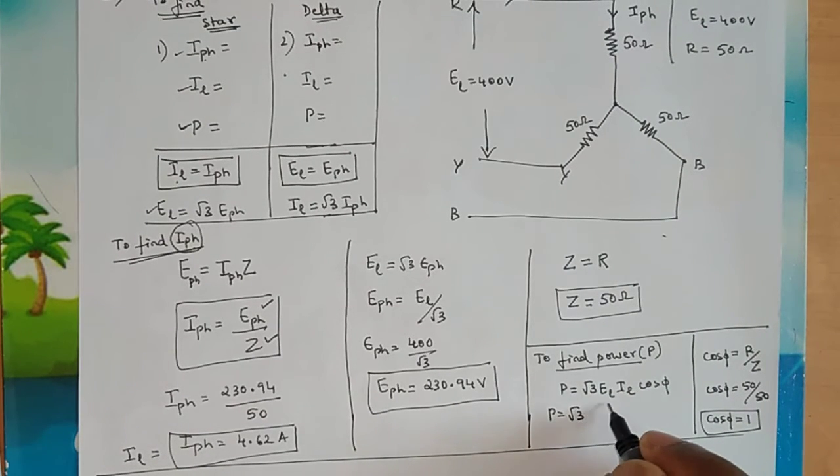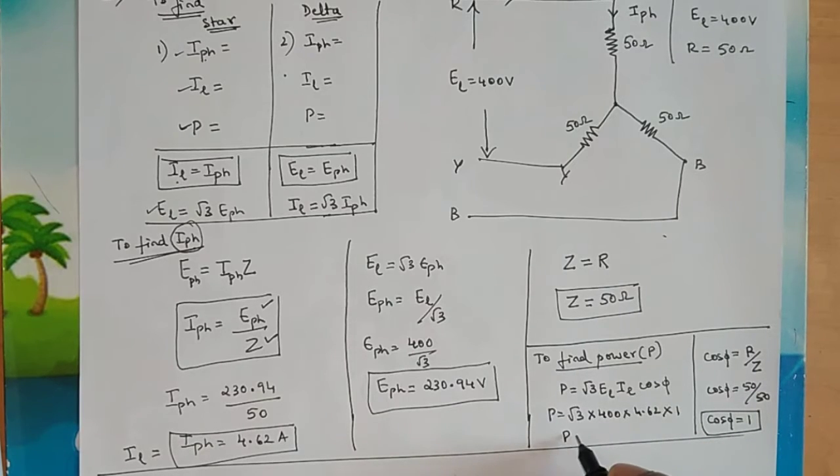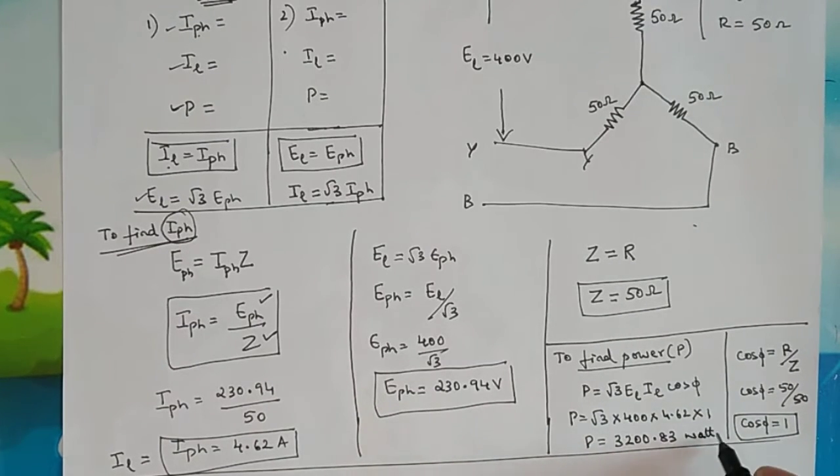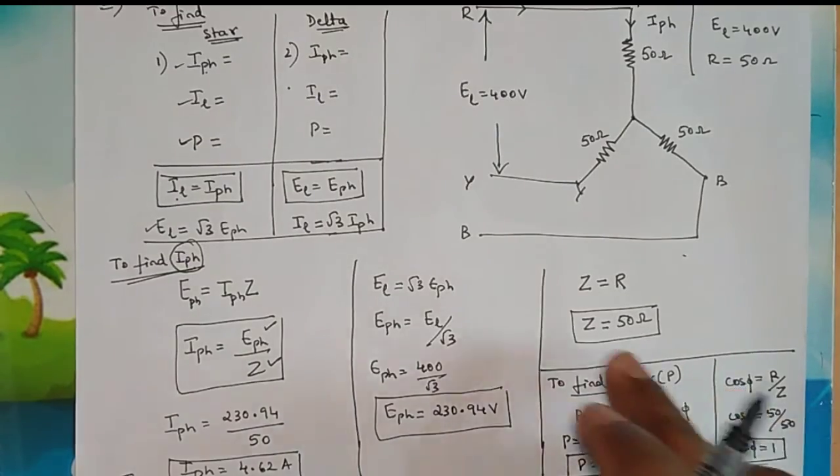So power is equal to root 3, EL is 400, which is given, into IL, which we have found out as 4.62, into 1. After simplification you'll get the answer as 3200.83 watts.